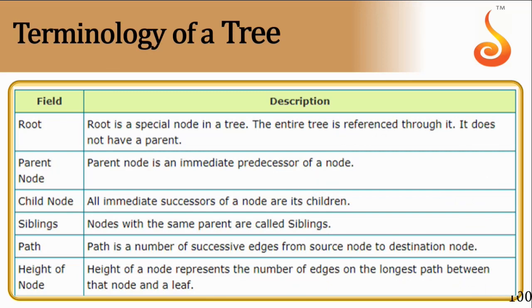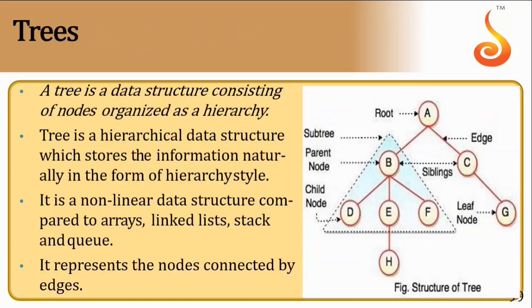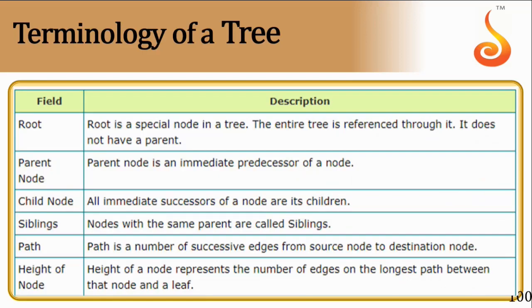Next is parent. So what is a parent? A parent is an immediate predecessor of a node. Predecessor is before that. Suppose here I take D. The immediate predecessor of D is B. So B is the parent of D. That is what it means. A parent node is an immediate predecessor node.